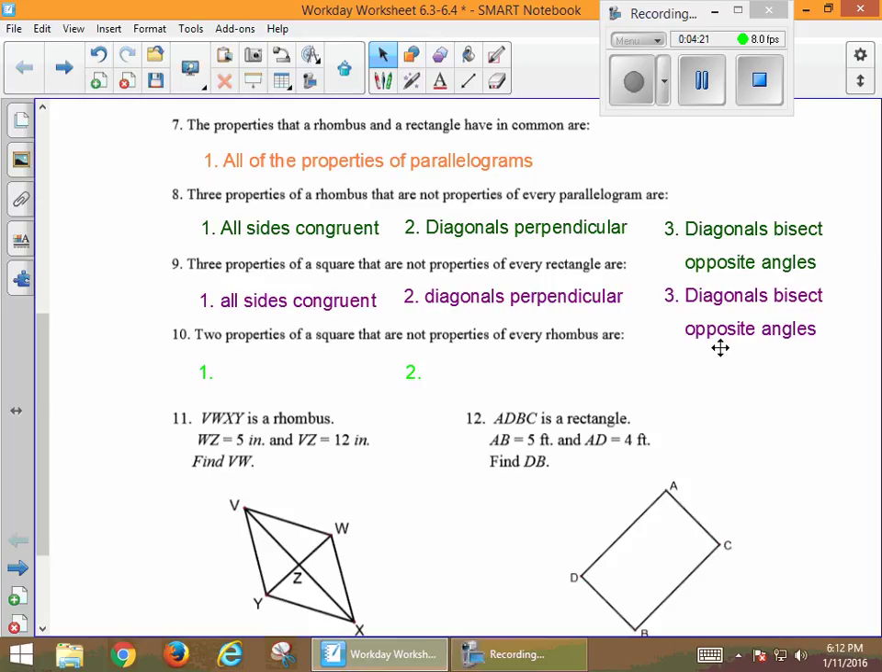Question number 10, 2 properties of a square that are not properties of every rhombus. So what makes a square different than a rhombus? First of all, a square has 4 right angles. And number 2, just like it is with a rectangle, the diagonals are congruent. That concludes 7 through 10.